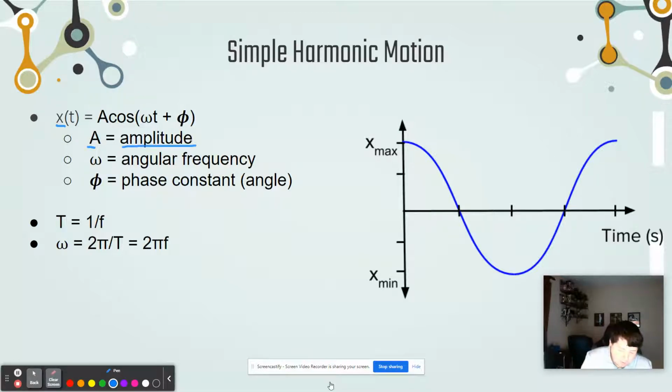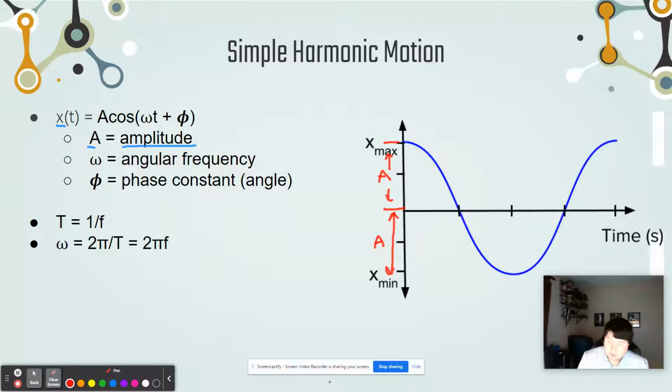So looking at this graph over here, I'll label it in red. This distance here is your amplitude. This one would also be the amplitude, because that's how far below the x-axis that it goes. So that's where its max and its min are going to be.